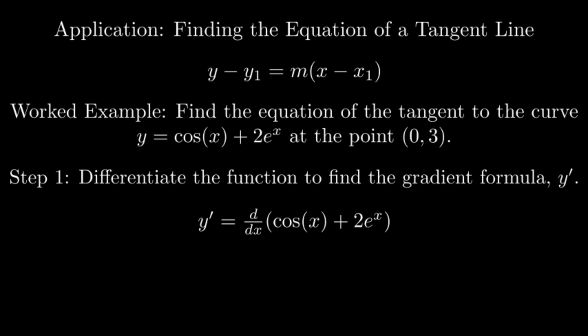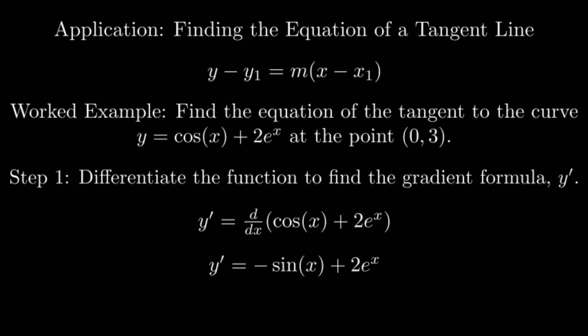First, we differentiate the function y with respect to x to find the general formula for the slope of the tangent at any point. Using our new rules, the derivative of cosine x is negative sine x, and the derivative of 2e to the x is just 2e to the x. So our derivative is y prime equals negative sine x plus 2e to the x. This formula gives us the gradient for any x.